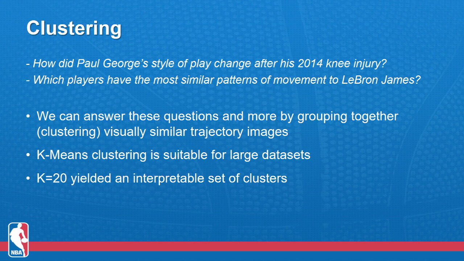We realized that we can answer these questions and more by grouping together, or clustering, visually similar trajectory images. We can accomplish this by running a clustering algorithm over all 3 million trajectory embeddings in our data set. We decided to use k-means clustering as it is quite suitable for large data sets. We found that using 20 clusters yielded a more interpretable set of results than higher or lower values of k.